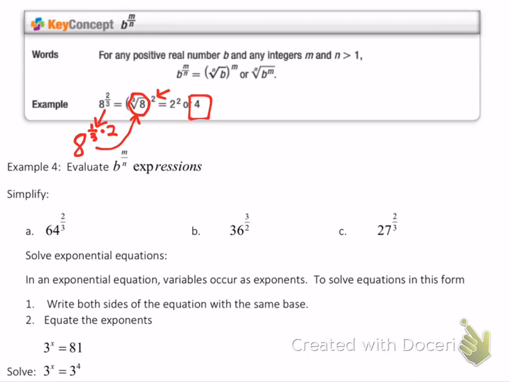So let's look at these bottom examples here. In example 4a, we have 64 raised to the 2/3 power. So this again becomes, I'm just going to split it up. You don't have to, but I'm going to split it up so that you see. So I have 64 raised to the 1/3 times 2. And so that's going to be the cube root of 64 squared. And the cube root of 64, again, what is the number being multiplied by itself 3 times? That turns out to be 4. And then we still have to square it. And 4 squared is 16.